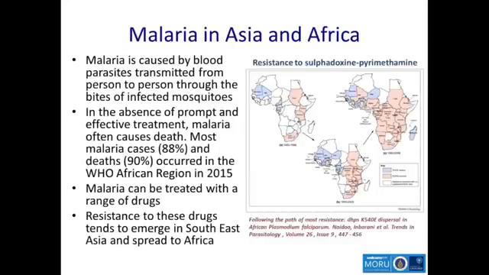So first of all, malaria is caused by parasites in the blood. It's transmitted from person to person through mosquitoes.